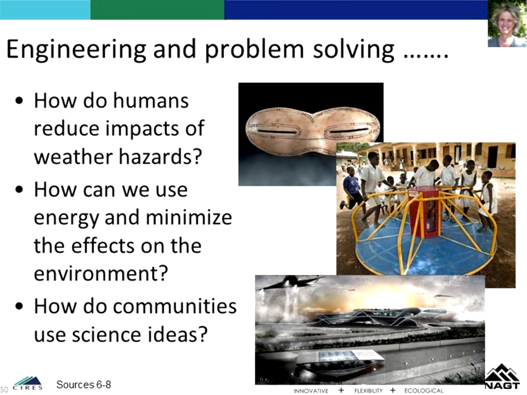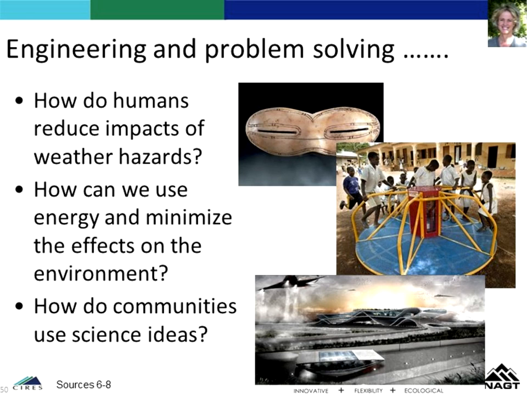And along with that, the standards are asking questions like, how do humans reduce the impacts of weather hazards? At a K-5 level, you might be asking students to design ways that they can reduce impacts of weather. Here's an example of Inuit snow goggles. You can ask questions like, how do we do that in Tucson? How do we reduce impacts of weather in Tucson? How do we do that in Colorado? Different climates, different design solutions.